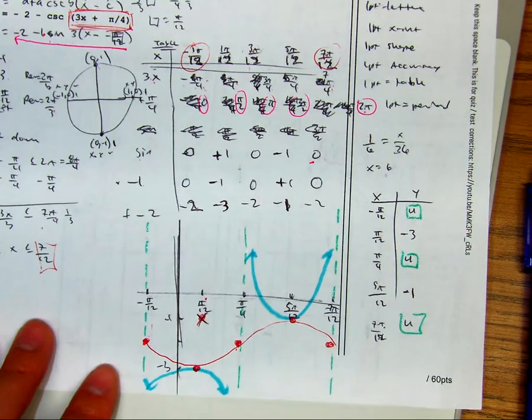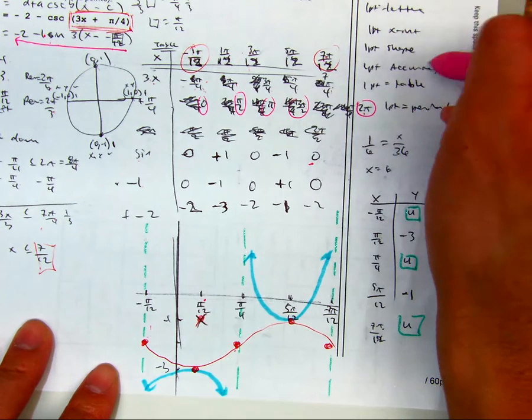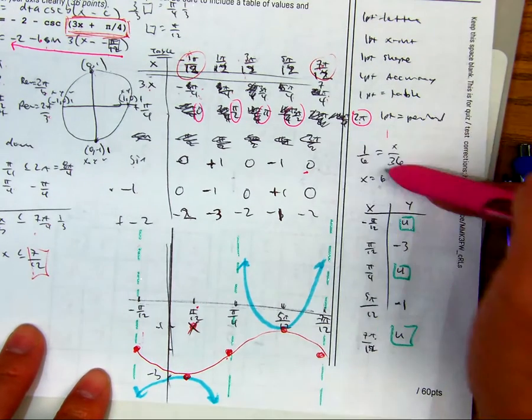This one was graded out of 6 points, 1 point for the letters, 1 point for the x-intercept, 1 point for the shape, 1 point for accuracy, 1 point for the table, 1 point for the period. Essentially, there's going to be 6 points for every one of those accurately.